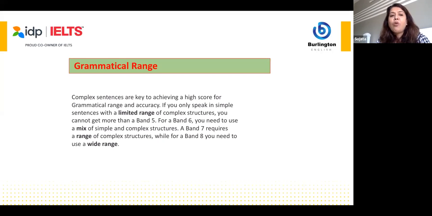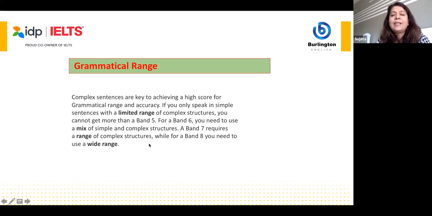When we talk about complex sentences, where do they support in your IELTS speaking or IELTS writing? Complex sentences are key to achieving a high score when it comes to the grammar range and accuracy column of your marking, which is a feature of both speaking and writing assessment. If you only speak in simple sentences with a limited range of complex sentence structures, you cannot get more than a band 5. For a band 6, you need to use a mix of simple and complex. A band 7 requires a range of complex sentence structures.